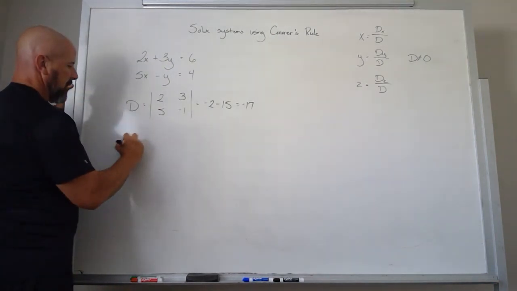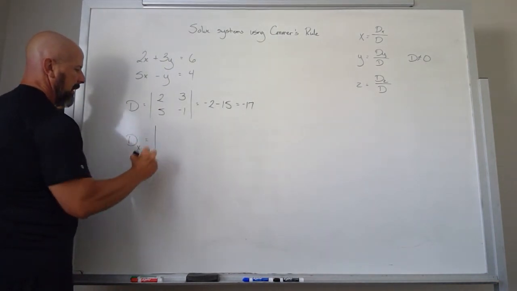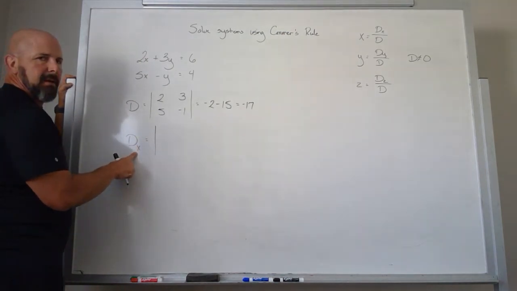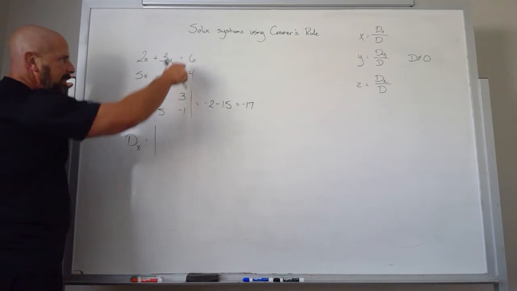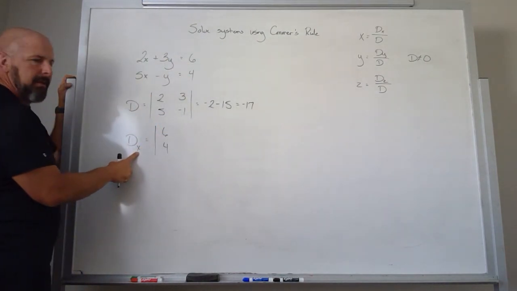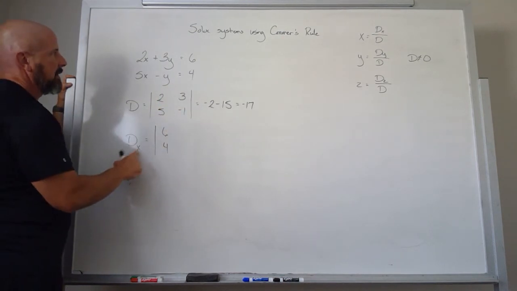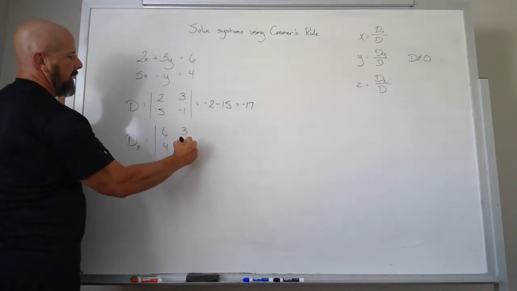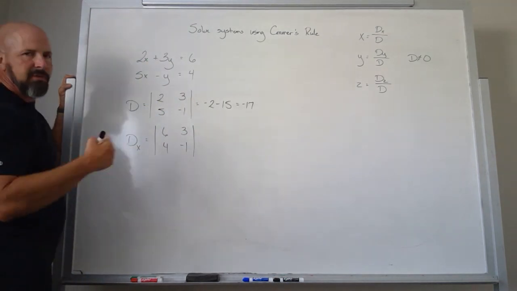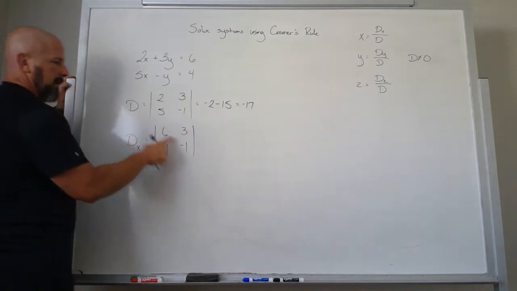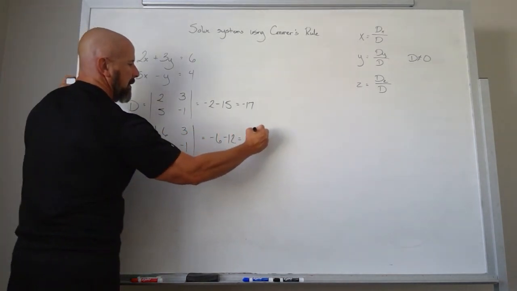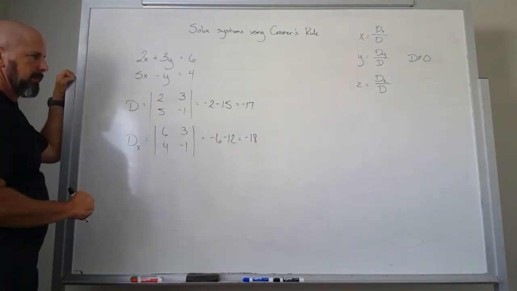d with a subscript of x. When I see this subscript here, d sub x, that means the answers, 6 and 4, replace the x column. The y column, 3, negative 1, does not change. So d sub x, answers in the x column. Then I evaluate the determinant. Negative 6 minus 12 is negative 18.